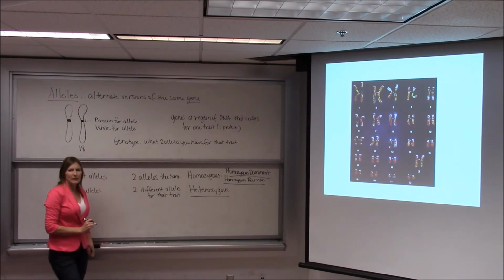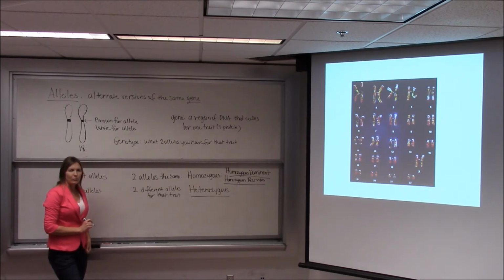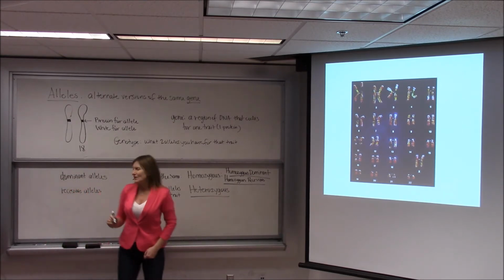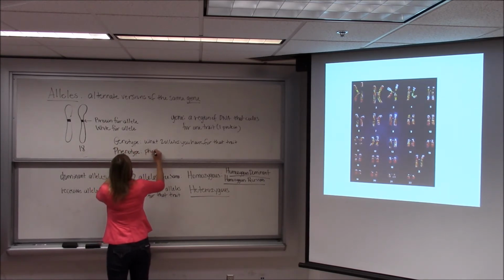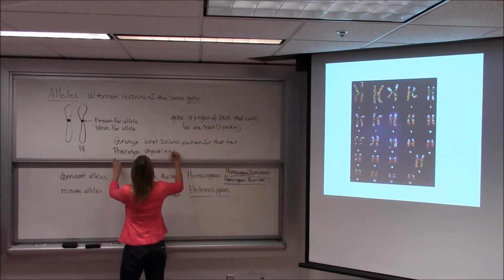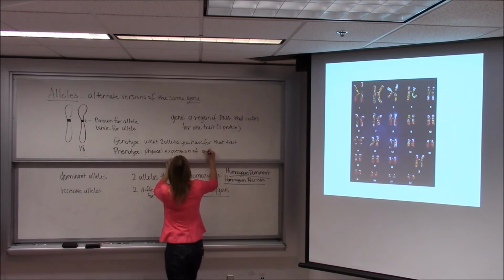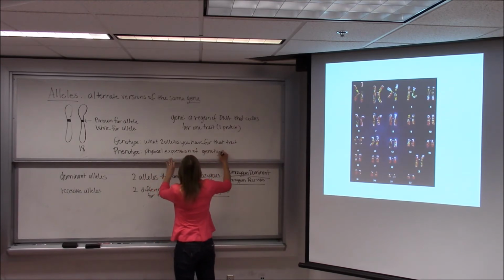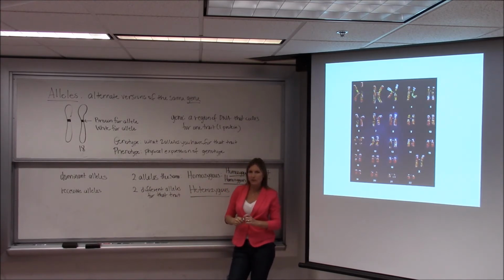Your phenotype is what do you look like as a result of that genotype? What is the physical expression of that genotype? So phenotype is physical expression of your genotype. Do you have the disease or do you not? Are you brown furred or white furred as a result of that genotype? So these are important terms as we go through this story.